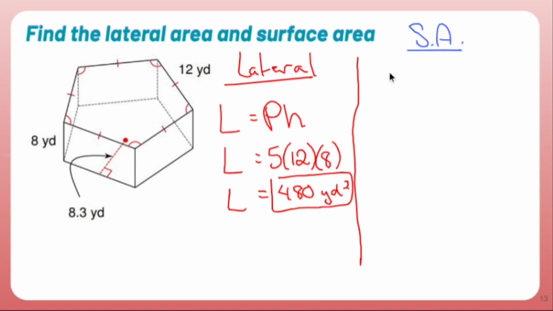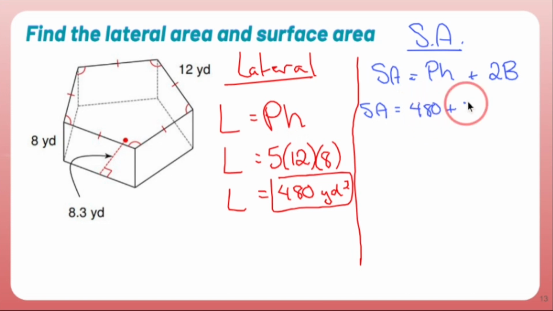Now, for any prism, your surface area is going to be your lateral area, which is nice because I could just replace that, plus 2 times the area of the base. So far, not so bad. My lateral area, my perimeter of the base times the height, was 480. I can handle that just fine, plus 2 times.